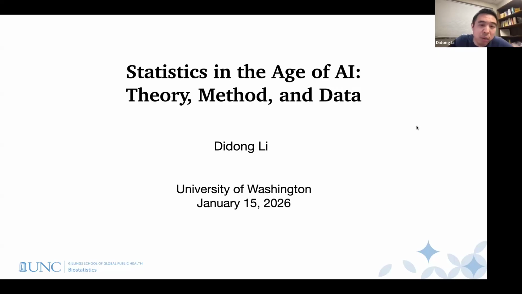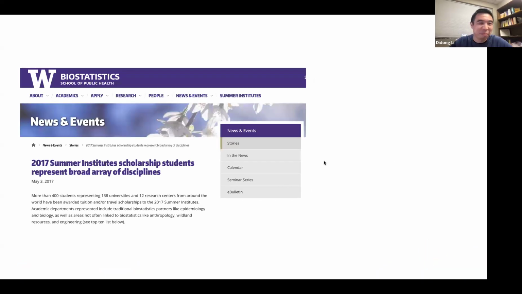It's my great honor to present some of our recent work, kind of in between statistics and AI. I will cover three aspects today: on theory, on method, and on data. Before I go into these three topics, I want to briefly talk about my experience at UW.